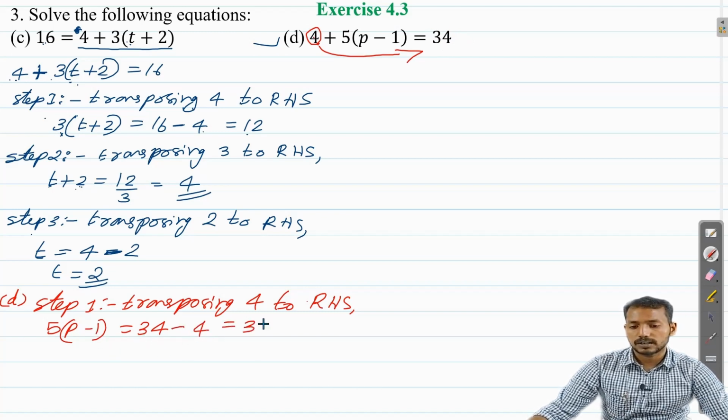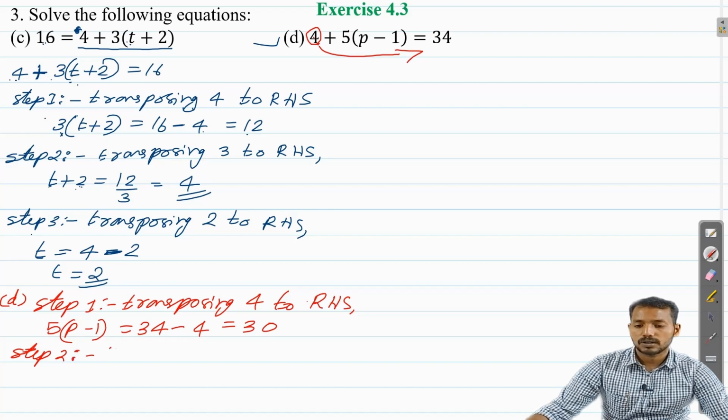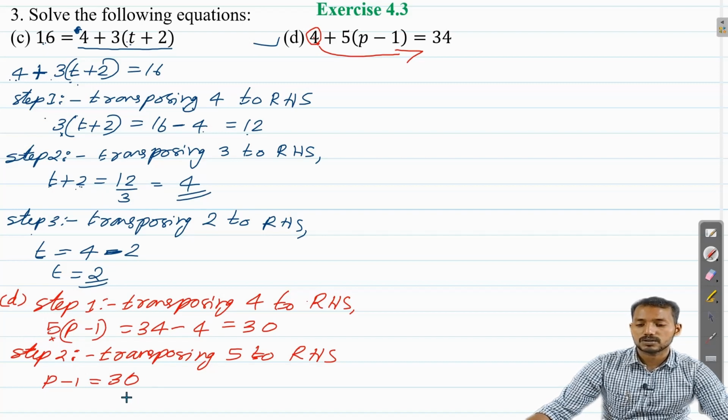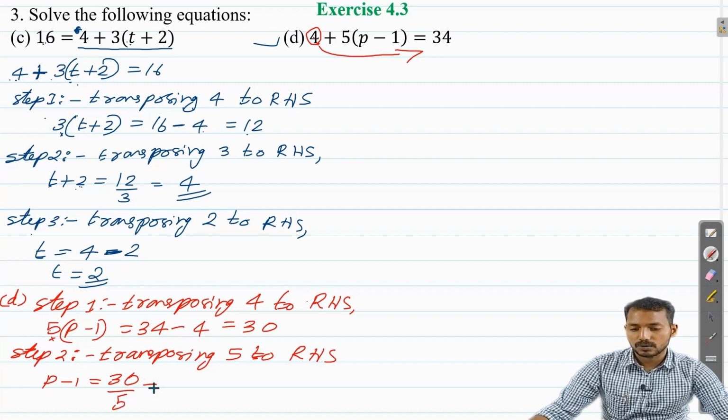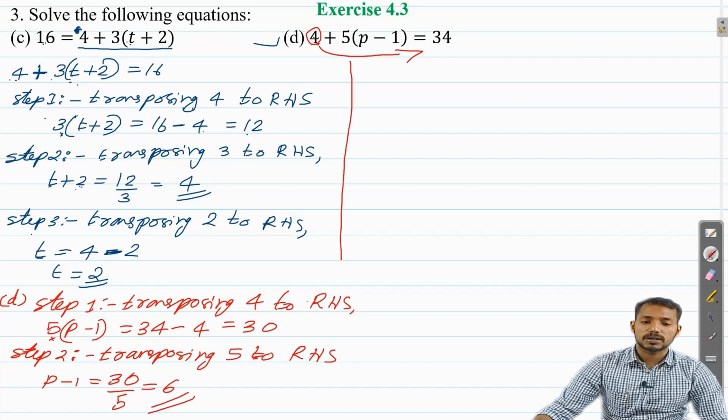That is equal to 30. Now this 5 should be separated, so proceed with step 2. In step 2, transposing 5 to RHS, we get p minus 1. 5 is already moved. 30. This 5 is multiplied into the term p minus 1, so it will become divided by 5, which is equal to 30 divided by 5 is equal to 6. Now still not completed, so proceed with step 3.